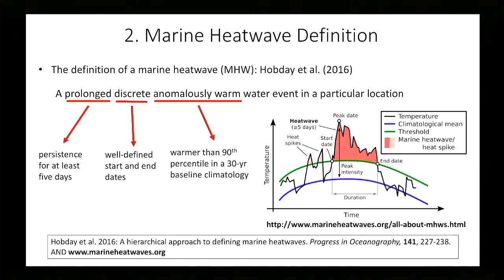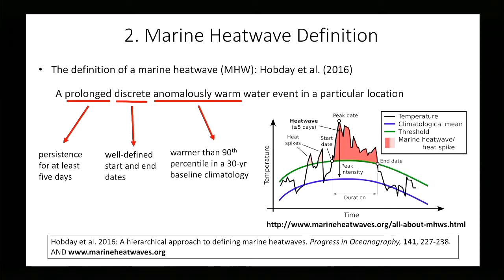So here's the climatology, if you like, this blue line. And this is the 90th percentile. You can see it's seasonally varying, so it follows that seasonally varying climatological 50th percentile, if you like. And then anything above this threshold, as long as it lasts for 5 days or longer, will be defined as a marine heat wave.